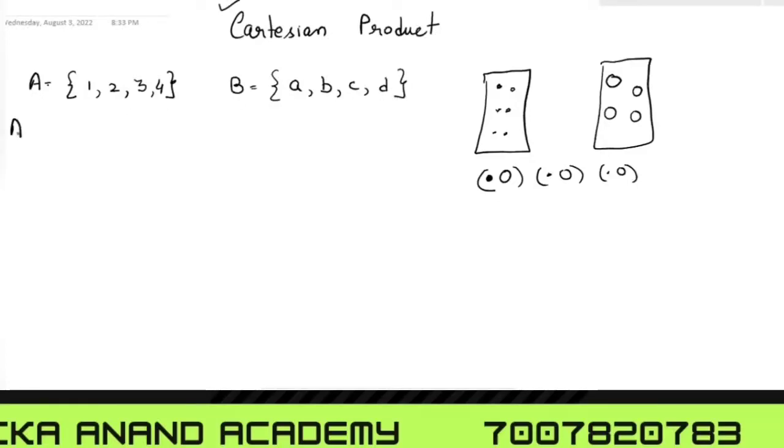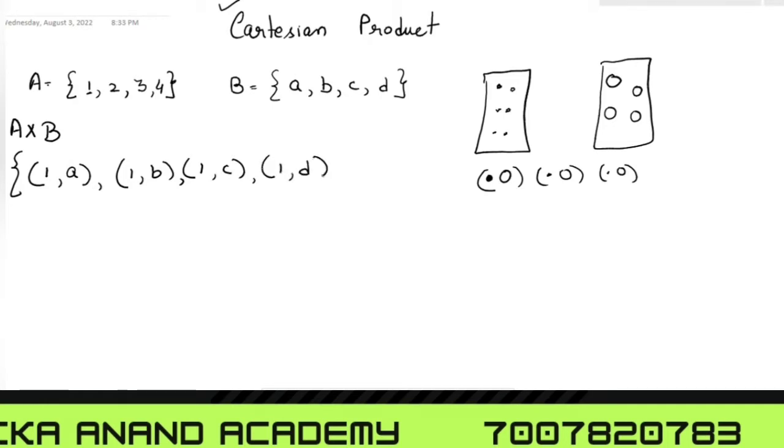So, in order to find the Cartesian product, we must write like this. Take first one with A, then one with B, then one with C, then one with D. Now, two with A.